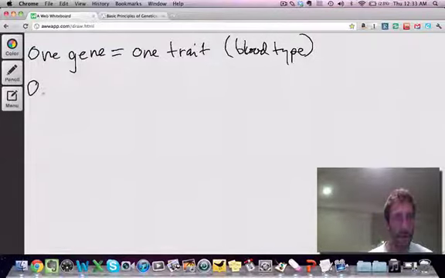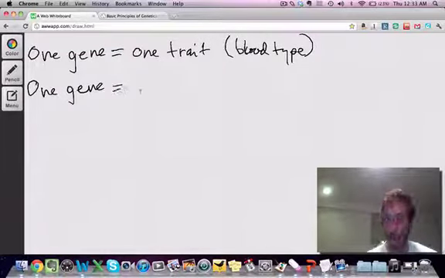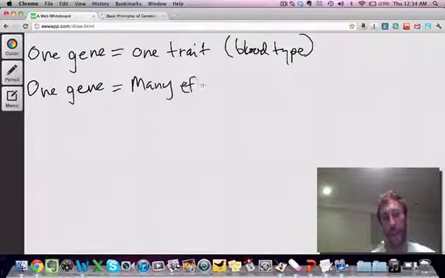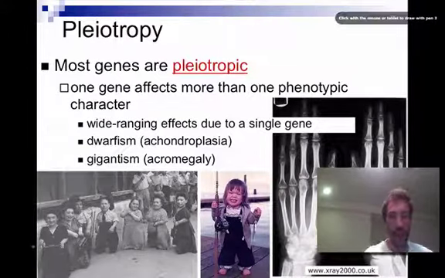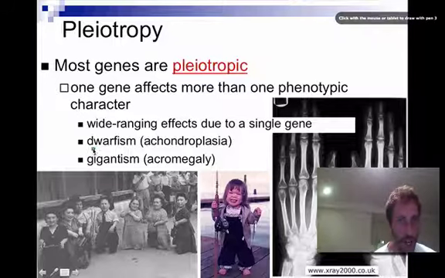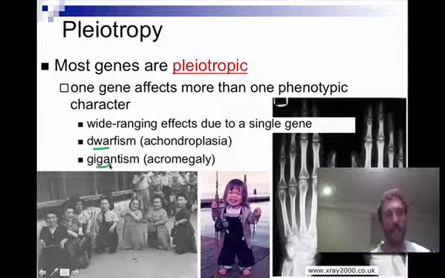So, oftentimes, one gene, it's still the instructions for a protein, but that one protein might have many effects around the body. And so it really just depends on the type of protein that's being instructed for production based on the gene. So an example of, or a couple examples of this are the genetic mutations that are responsible for dwarfism and gigantism.